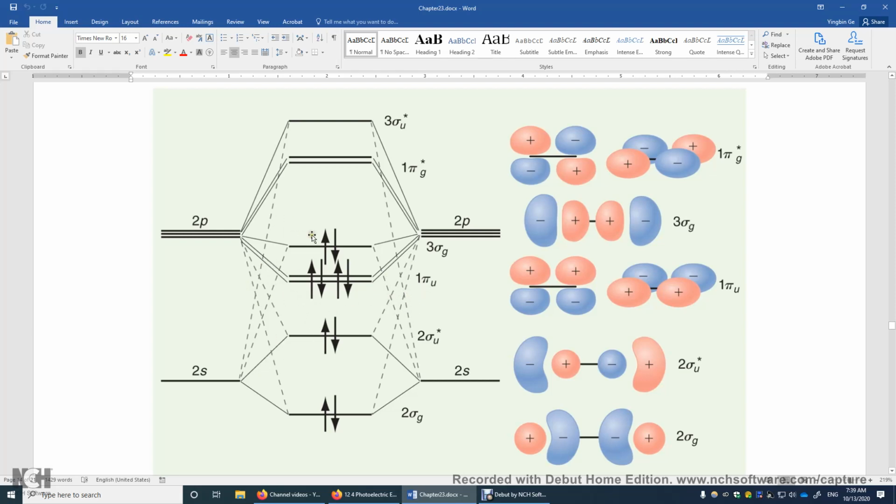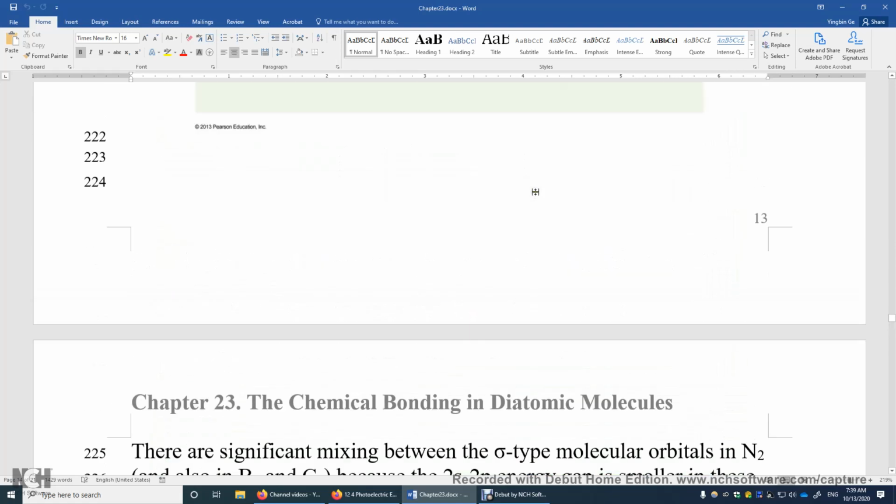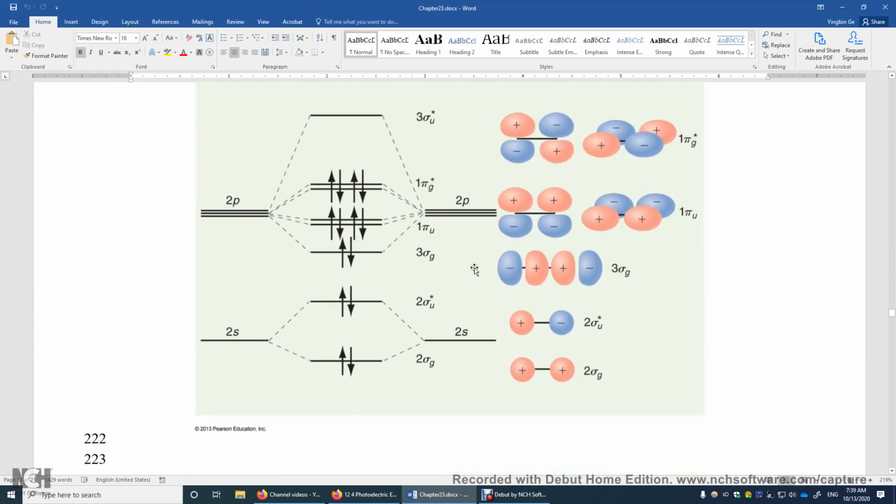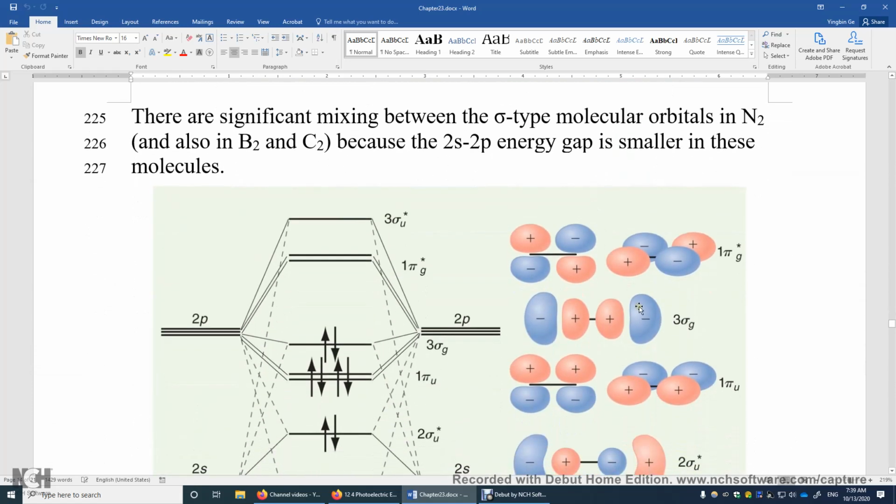This is because this sigma bond is mainly formed by the constructive interference between 2pZ and 2pZ. However, it can be mixed or contaminated by the 2s and 2s. So there's a little bit of 2s character in this bonding orbital. That's why this is slightly distorted from the sigma g in F2. This is more symmetric, but when you mix the s character in, this lobe is greater than this lobe.